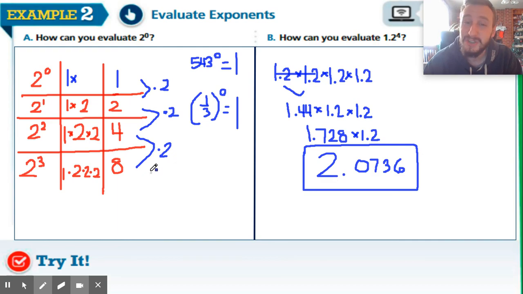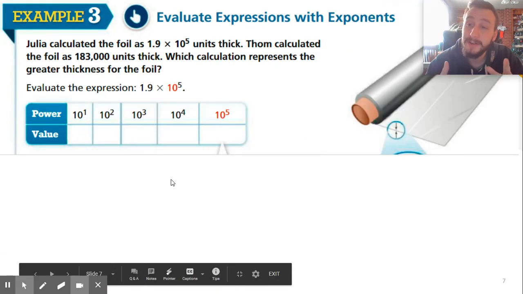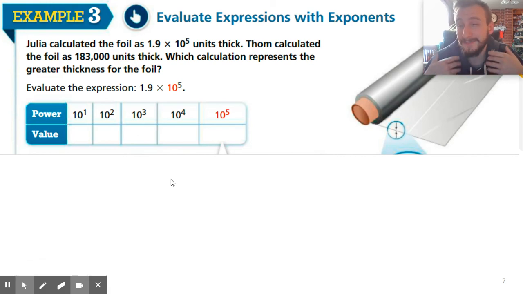Okay, let's try one more. In the other example, what we were doing was evaluating powers. But you can also evaluate, which means to solve, an expression, which is just a question that's being asked of you. It's just a math problem, right? So it says Julia calculated the foil as 1.9, so 1 and 9/10 times 10 to the 5th power units thick. Thom calculated the foil as 183,000 units thick. Which calculation represents greater thickness for the foil?